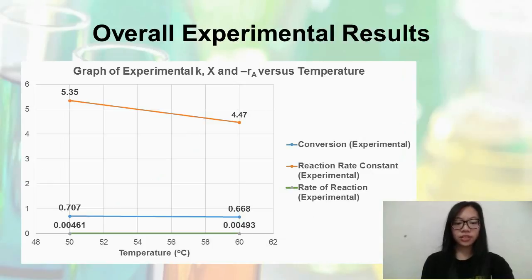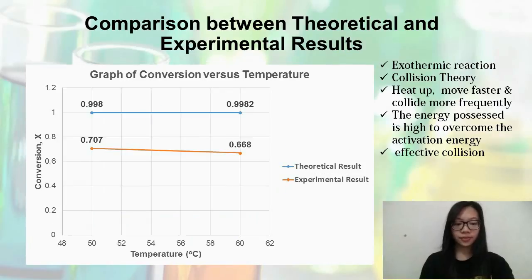And this graph is showing how temperature affects the experimental conversion, experimental rate constant, and experimental rate of reaction. When temperature increases, both experimental conversion and experimental rate constant are decreasing, whereas the experimental rate of reaction is increasing with temperature.